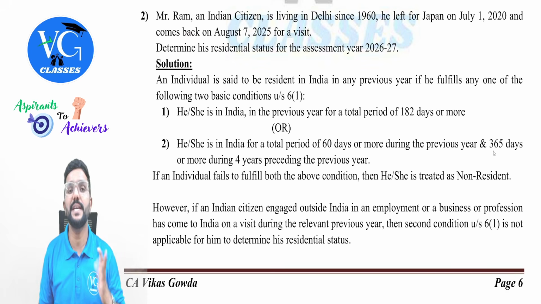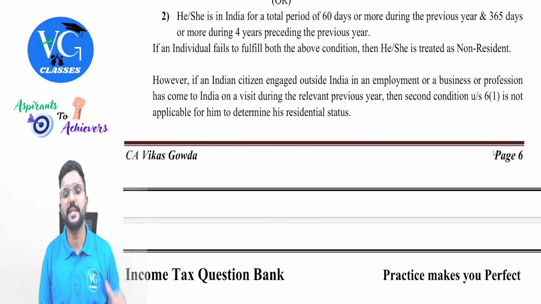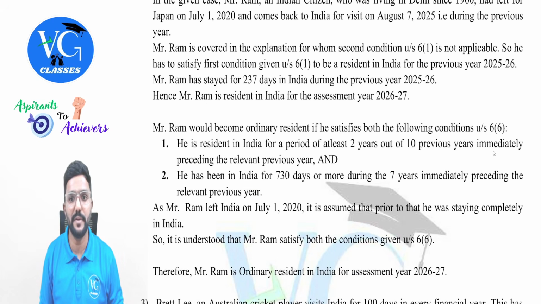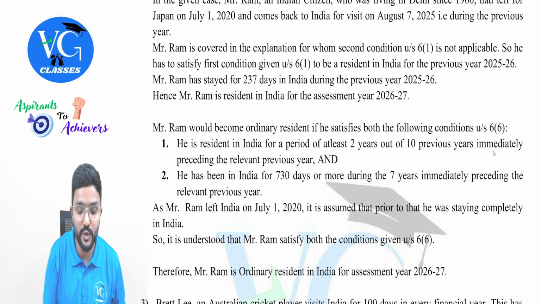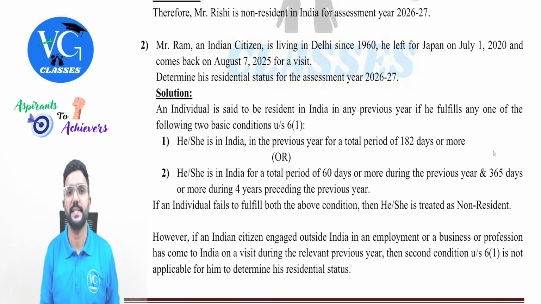So is he covered in the explanation? Yes. You can see here, I have given him. If an Indian citizen engaged outside India in an employment or a business or a profession has come to India on a visit during the relevant previous year, then the second condition is not applicable because they are covered in the explanation. So how many days was he in India? From August 7th to 31st March, it comes to 237 days. So did he satisfy the first condition? Yes, he is a resident.